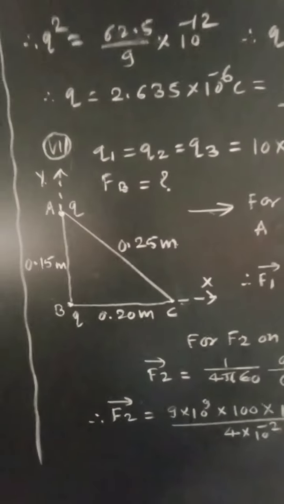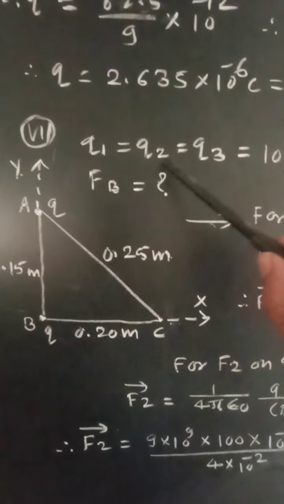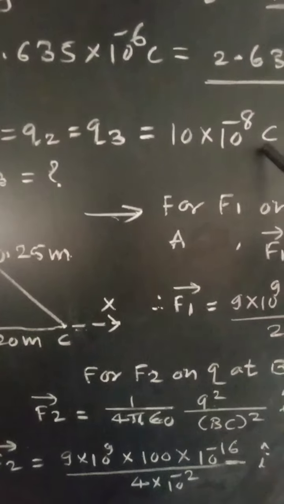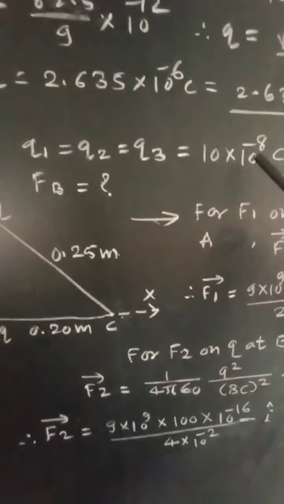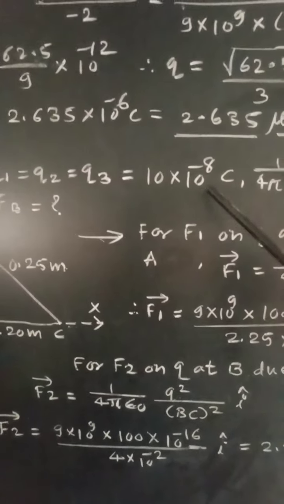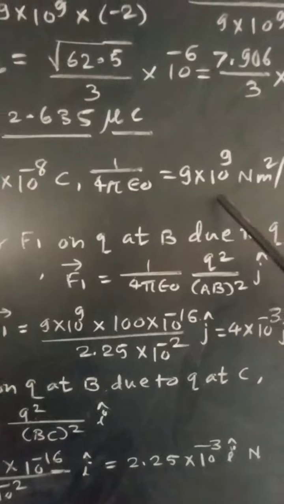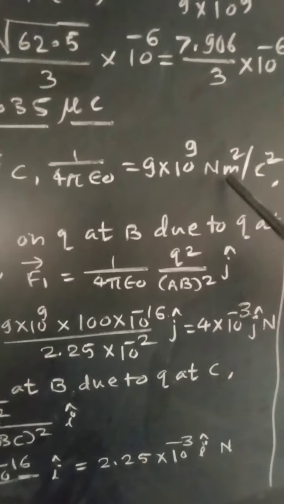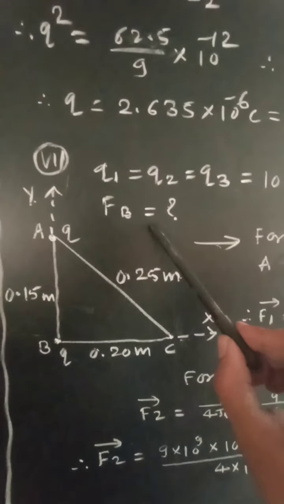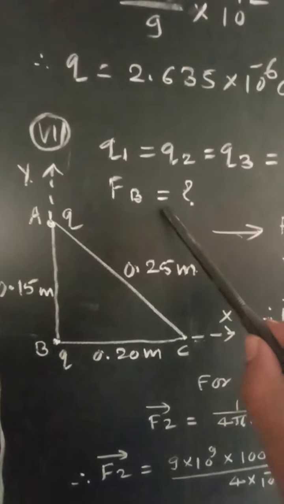And therefore let us consider here the given data. q1 is equal to q2 is equal to q3 will be equal to 10 into 10 raised to minus 8 coulomb. So all the charges are having their magnitude same, that is 10 into 10 raised to minus 8 coulomb. Then 1 upon 4 pi epsilon 0 is 9 into 10 raised to 9 Newton meter square per coulomb square. And then we will have to find out the force acting on the charge which is located at point B.